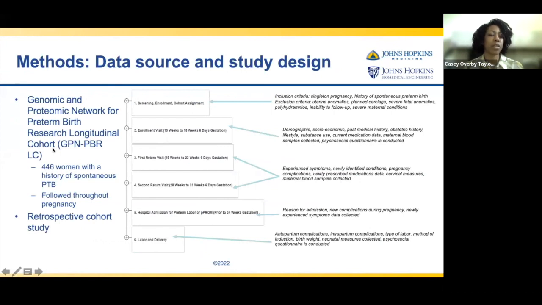Our data source came from the Genomic and Proteomic Network for Preterm Birth Research longitudinal cohort, which had 446 women with a history of spontaneous preterm birth, and they were followed throughout their pregnancy. And this was something that's made available to request by NICHD. And so this just shows their study design for data collection, which involved initial screening, enrollment, and cohort assessment, followed by an enrollment visit. And they had a first return visit, a second return visit, the hospital admission for preterm labor, and term labor and delivery. And all of these things were captured across the study population. And so we did a retrospective cohort study with these data.